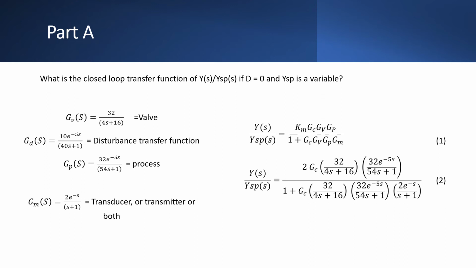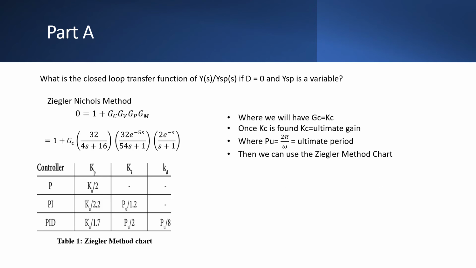And we will need to simplify further in order to find Gc. As you can see, Gc is the only variable we are missing. And since our problem system has given us transfer functions for the valve, in order to find the value of Gc, we have the valve variable given, which is Gv, the transducer, which is Gm, and Gp, which is our process, or the transfer function we are given.